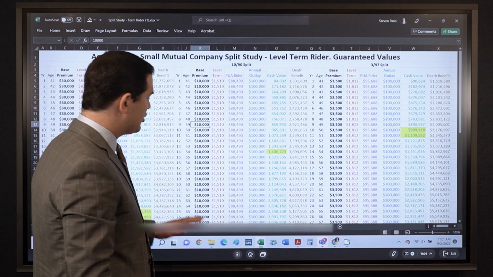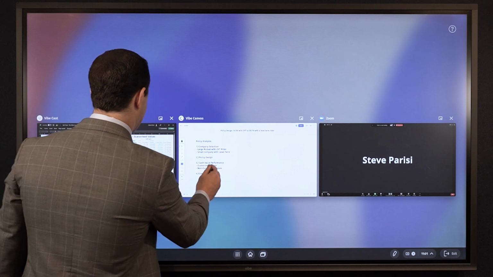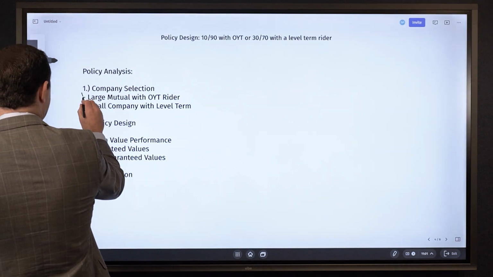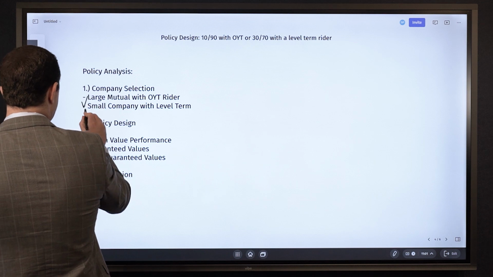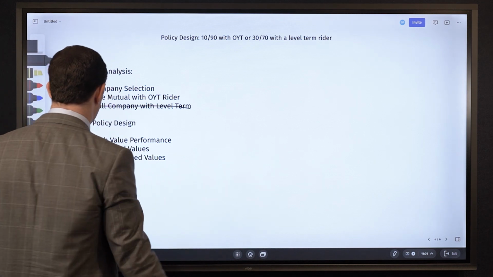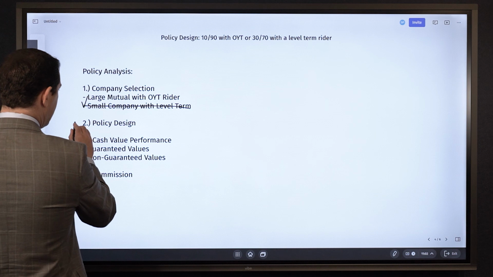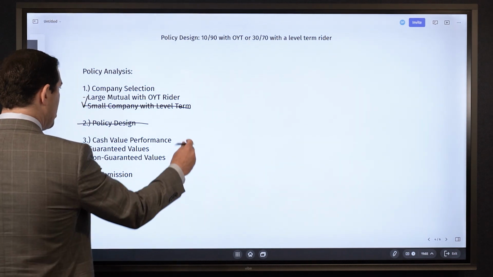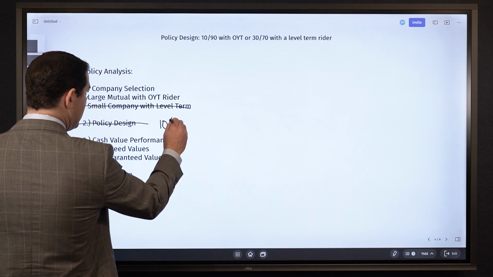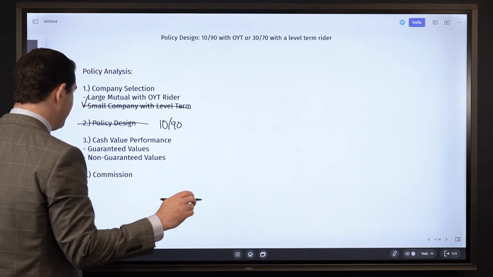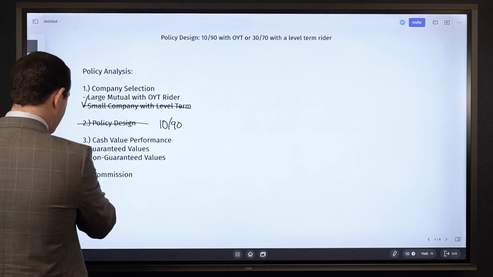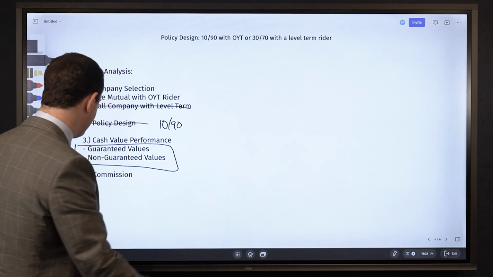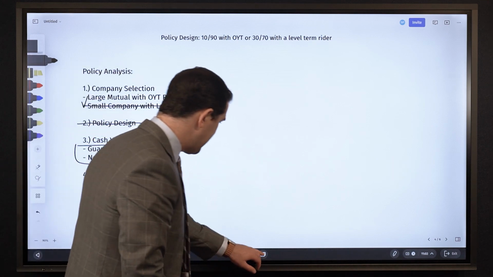So this is all with the smaller mutual company. Going back to that, we've at least checked that box off for now: the smaller mutual company with a level term rider. Policy design, we hit on that with the different designs, 1090, 397, and 3070. We're going to look at another 1090, but that will be with the larger mutual company with a 1-year term rider. And we analyzed this partially. We'll continue to do that with the comparison, and then we'll close with the compensation.